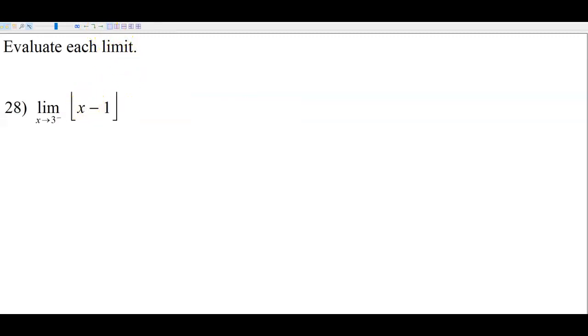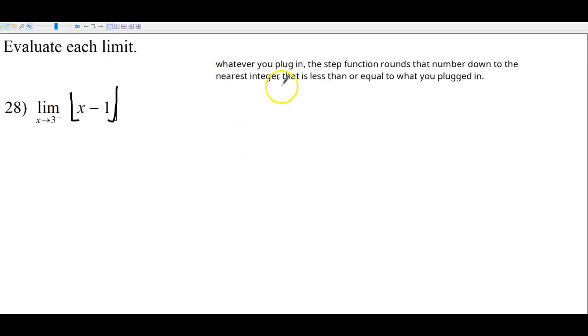28. This is what we call a step function. I'll review briefly with you what it is. Basically, a step function is a function that rounds whatever you plug into it down to the nearest integer that is less than or equal to that. So that's kind of a weird sentence, a little bit difficult to understand. So let me give you an example.